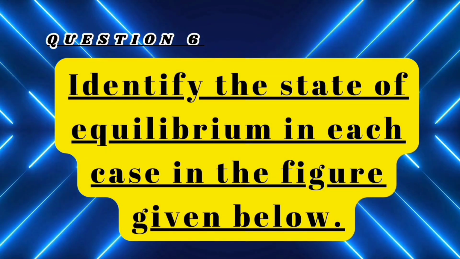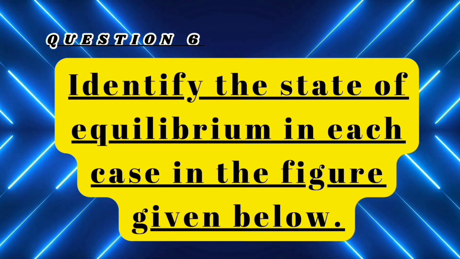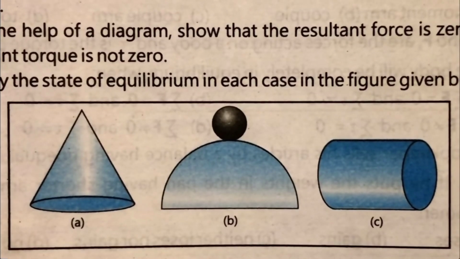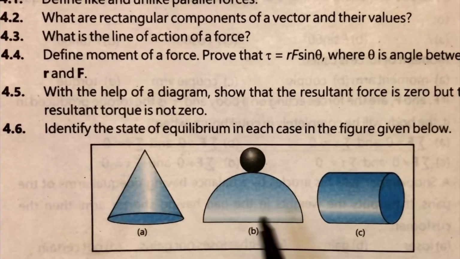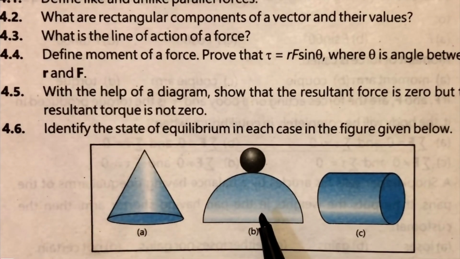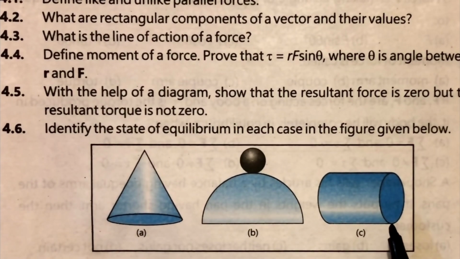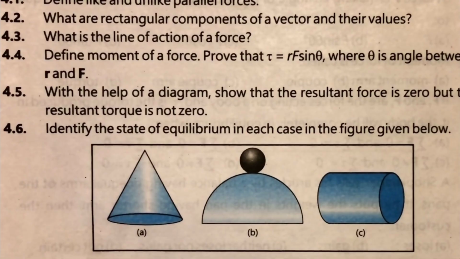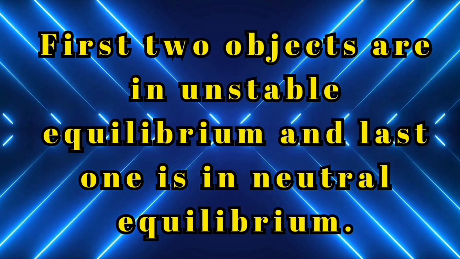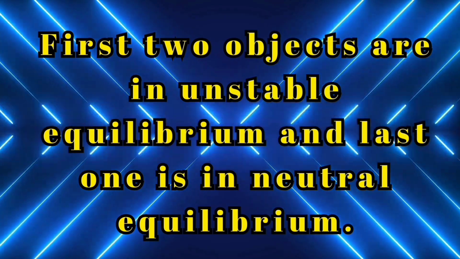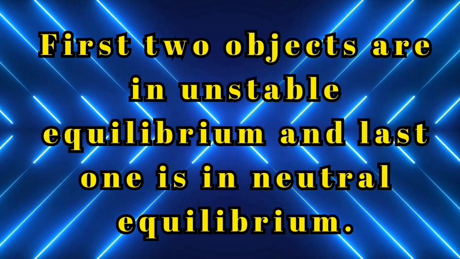Question number 6. Identify the state of equilibrium in each case in the figure given below. First two objects are in unstable equilibrium and the last one is in neutral equilibrium.